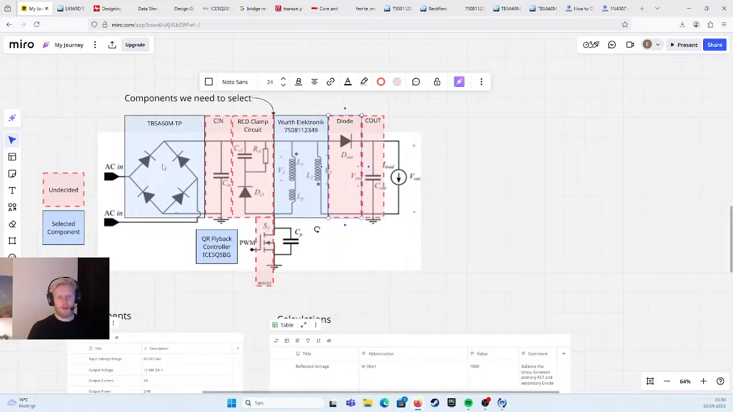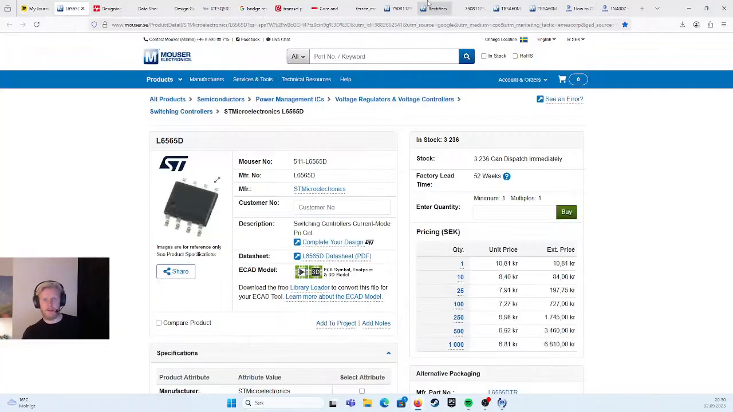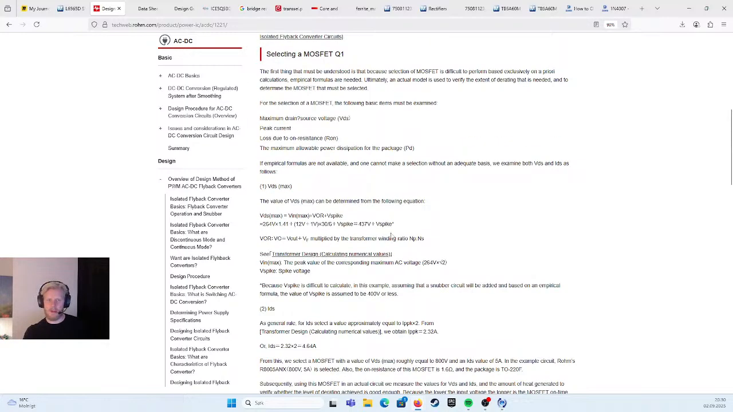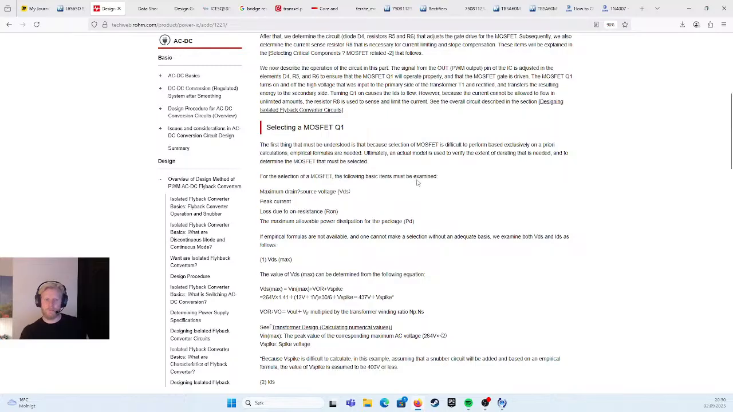So where we are, we selected a transformer, flyback controller, bridge rectifier. Oh, let's do the MOSFET. Let's do the MOSFET. Okay, so we can follow. We'll wait with the diode. We can follow the design guide.